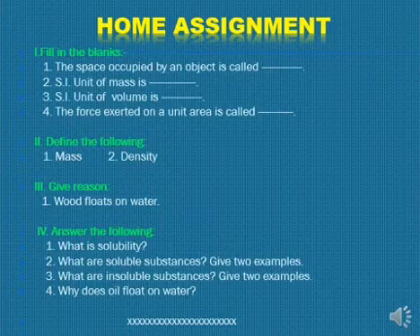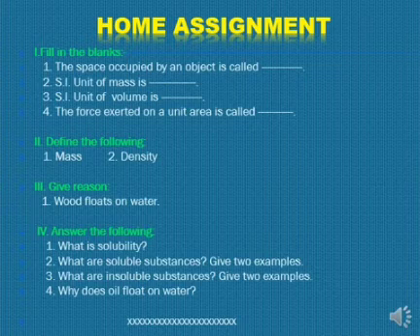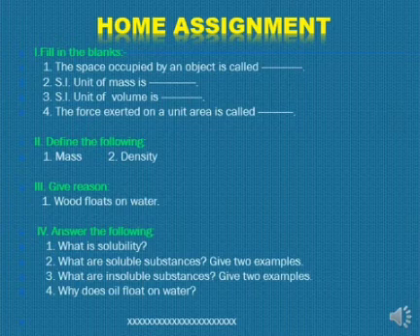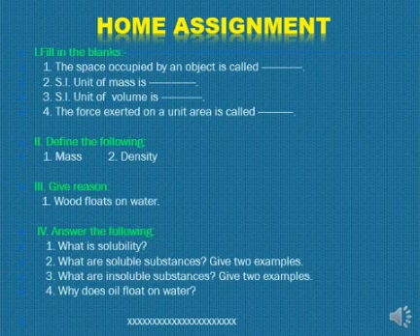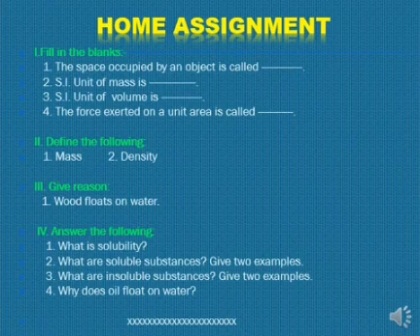Fourth main, answer the following. Question 1. What is solubility? Second one, what are soluble substances? Give 2 examples. Third one, what are insoluble substances? Give 2 examples. Next one, why does oil float on water?